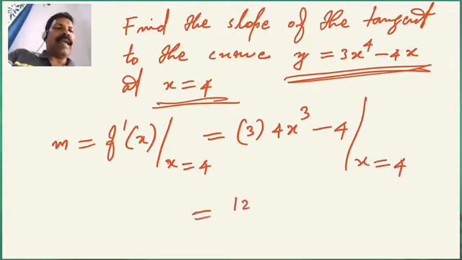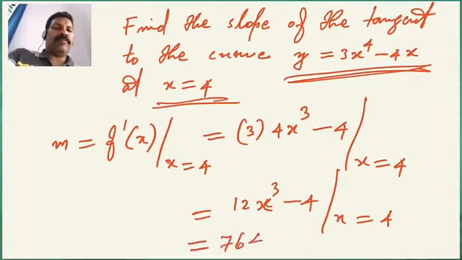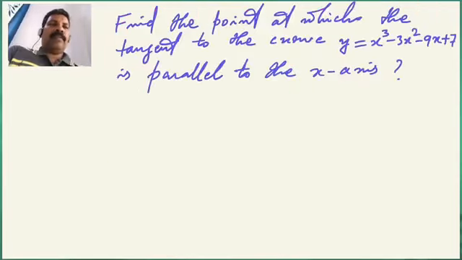So that is 12x cube minus 4. We have to evaluate it at x equal to 4 only. So you can do it. That is 764. How is it? That is 12 into 4 cube minus 4. Then you can simplify to get 764. That is the value of the slope of the tangent.